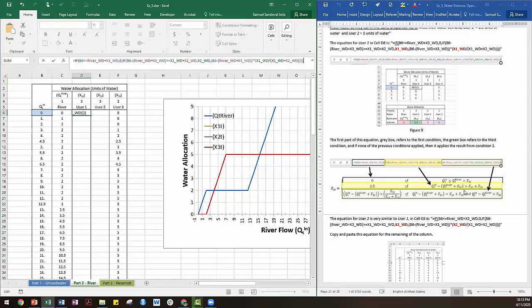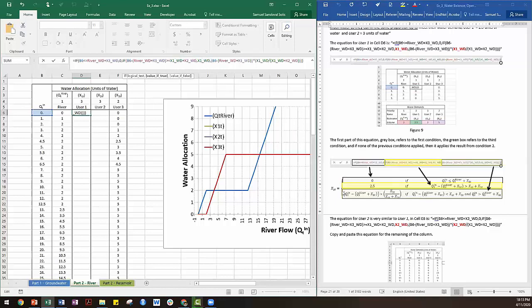The second one is this middle if statement: if the available water minus the river plus x3 is greater than x1 plus x2, then it will be 2.5. And that's what is going on here.